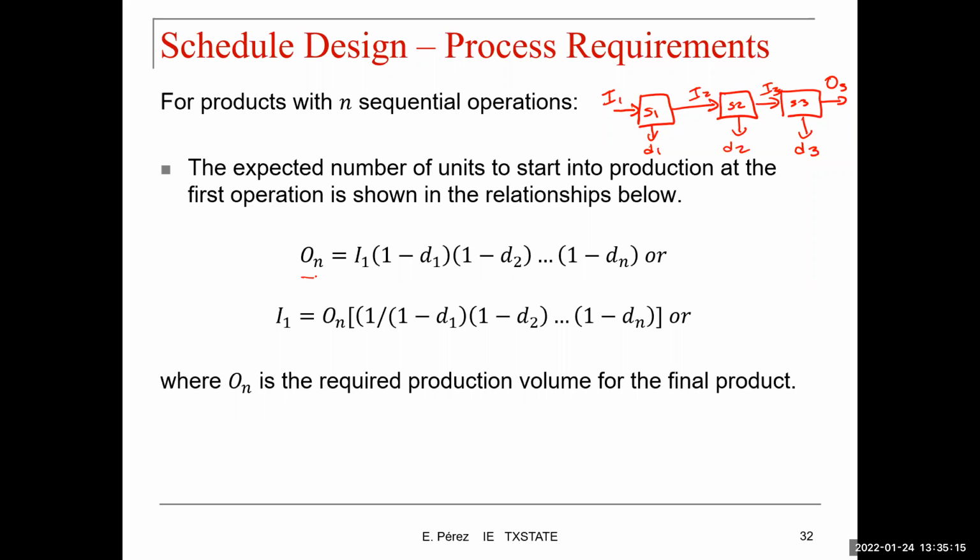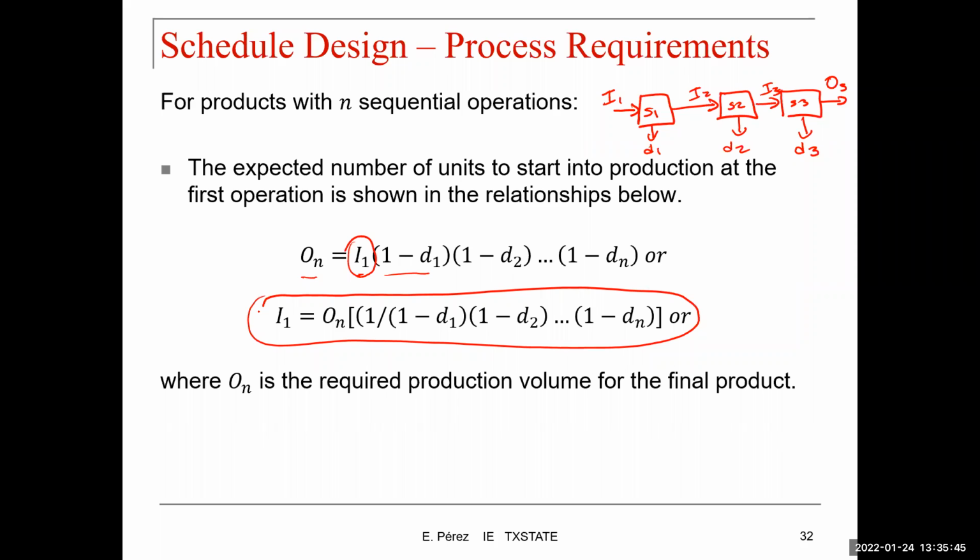Now we can show that ON is going to be equal to I1 times 1 minus the defective rate in station 1, times 1 minus the defective rate in station 2, times 1 minus the defective rate in station N. And we can also solve for I1, which is the expression that we have here. Remember, I1 is what we are looking for. What will be the input needed for you to get this desired output?